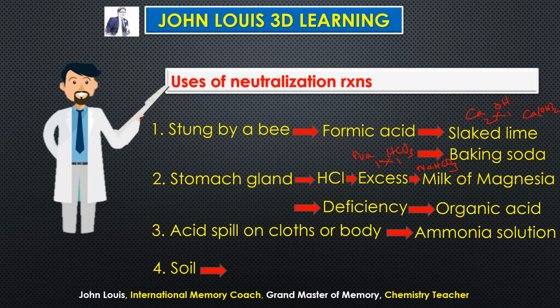Okay, next one, soil. See, some soils will be acidic in nature. They will not be suitable for plant growth. Therefore, in order to neutralize that, we need to add some base, such as slaked lime, no? They are added in order to make that soil neutral. When soil is acidic in nature, it may not be suitable for plants to grow. That is why we need to neutralize it by adding slaked lime. Already we know slaked lime is calcium hydroxide.